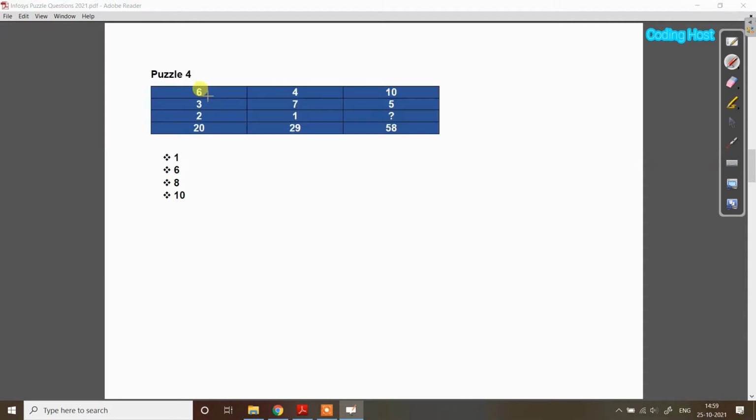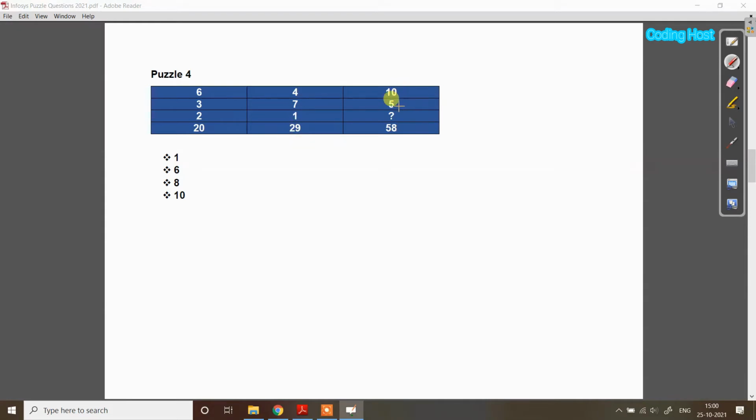Here you can see that 6 plus 3 plus 2. So 6 plus 3 is 9, 9 plus 2 is 11. So it is not the logic here. Now let's multiply this. So 6 into 3 is 18, and 18 plus 2 is equal to 20. Yes. Now here 4 into 7 is 28, 28 plus 1 is equal to 29. Yes. So this is the right logic here.